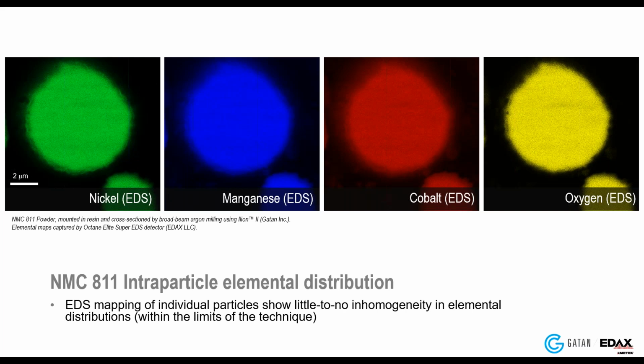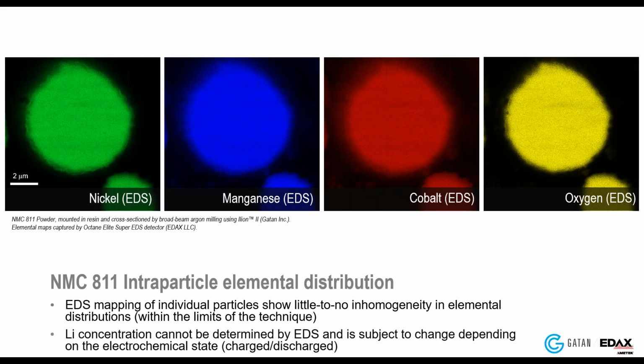So nickel, manganese, cobalt, and oxygen are all detected with effectively uniform composition across the particle. Of course, we can't determine lithium using conventional EDS. Remember that it's important that we understand the distribution of lithium, or the content of lithium within these materials, as that gives us an insight into the electrochemical state, whether the battery is charged or discharged. So for that, we have to go on and use the composition by difference method.